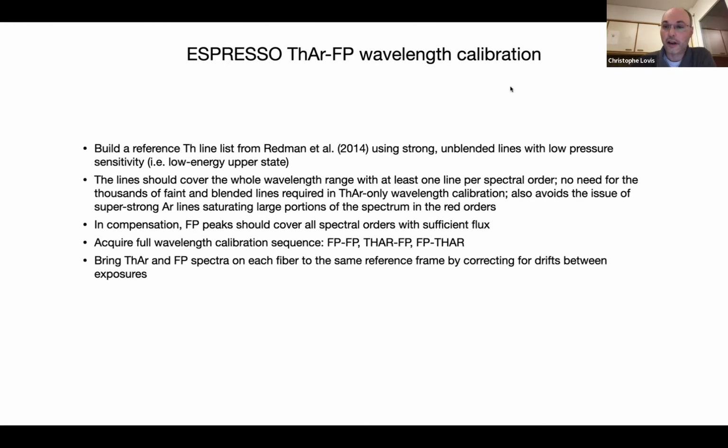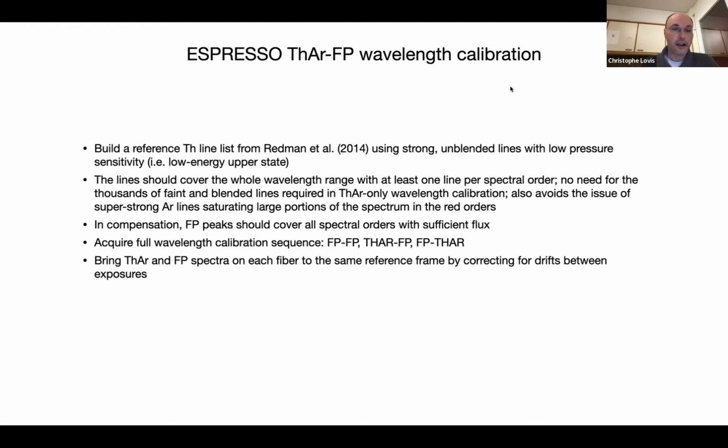And we try to pick lines with low pressure sensitivity, which are defined as lines with a low energy upper state. This is something we have not investigated much, but in principle it is known that the higher up you go on the upper state energy level, the more sensitive to pressure shifts you may be. And so we try to limit that. So this is the first thing.